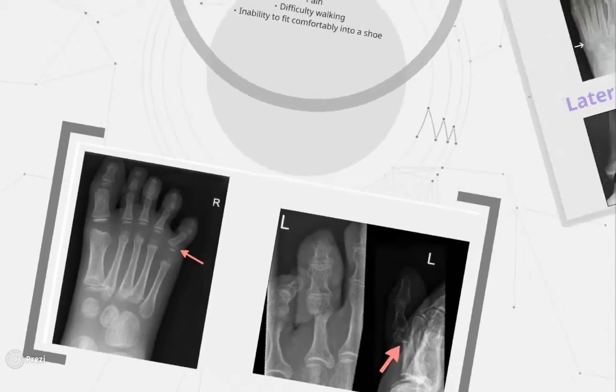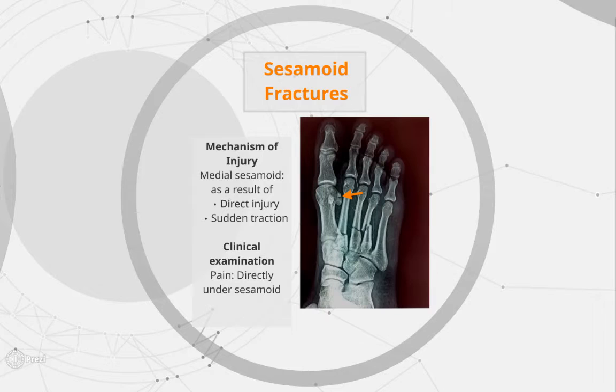Sesamoid fractures. Fractures of the sesamoids are generally uncommon. The mechanism of injury is either direct injury, for example, landing from a height onto the ball of the foot, or sudden traction, for example, chronic repetitive stress seen in dancers or runners.